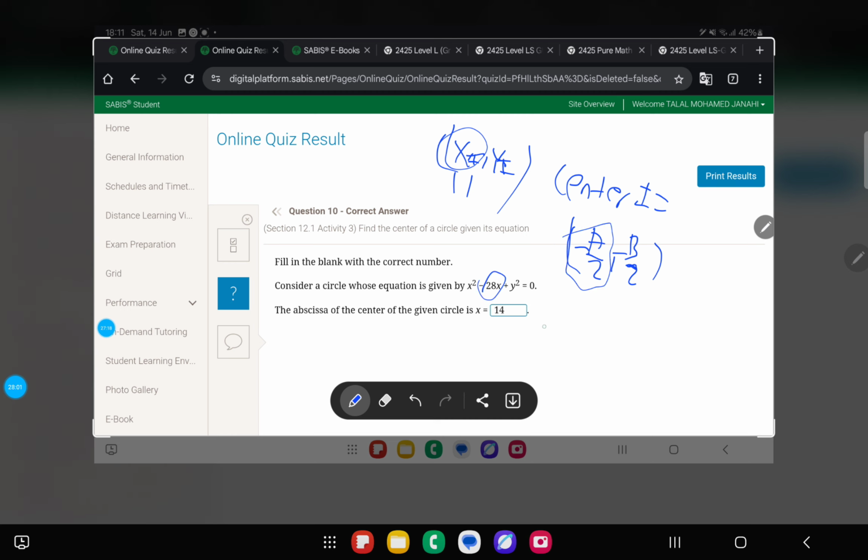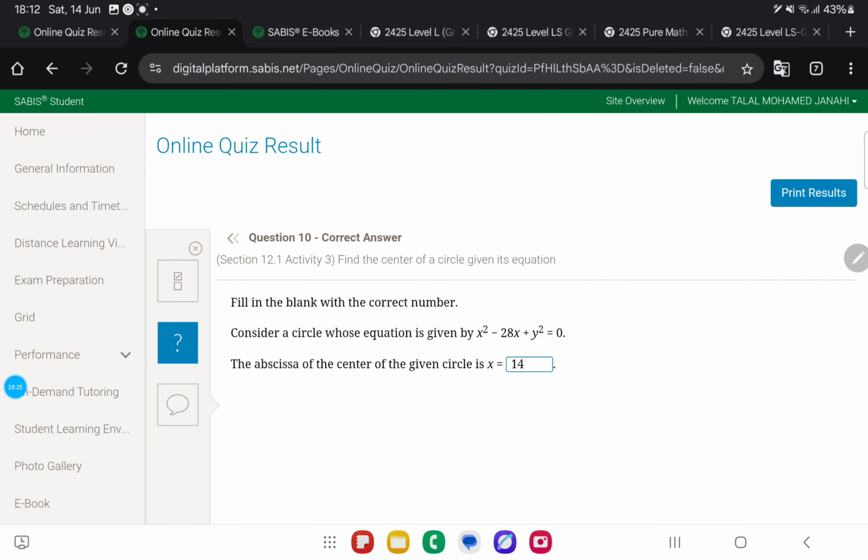So now a is negative 28. So negative negative 28 over 2, negatives cancel out, so it's 28 over 2, 14. That's it. They asked for abscissa, you find the x. Usually you do both of them, or they want both of them. They want both x and y, but they only asked for x here. So that's it. It's 14, and that's it for this quiz.